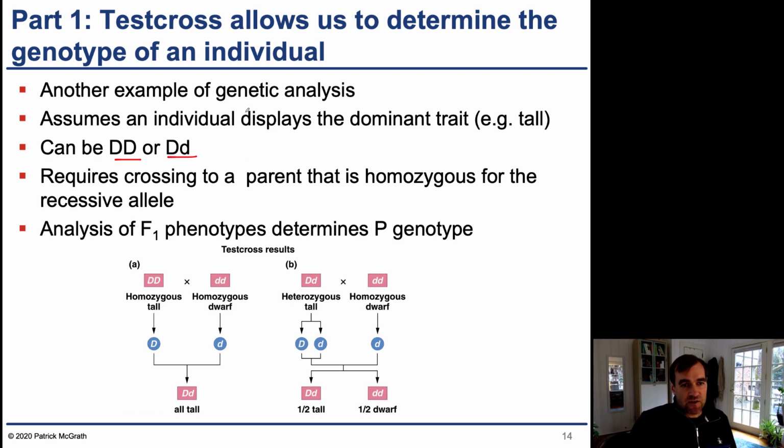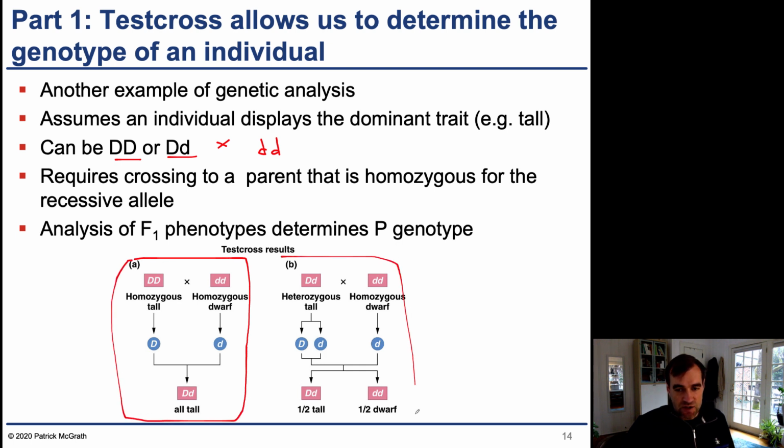A testcross is one approach to answer that question. The way you do it is you take this individual and you cross it to a dwarf individual. This individual we know is homozygous recessive because it's dwarf. And so if we cross this individual, we can now analyze the F1 to determine the genotype of this individual. We'll just write out the possible crosses in the 2 situations. In testcross 1, this is what would happen if the individual was this. In testcross 2, this is what would happen if the individual was this.